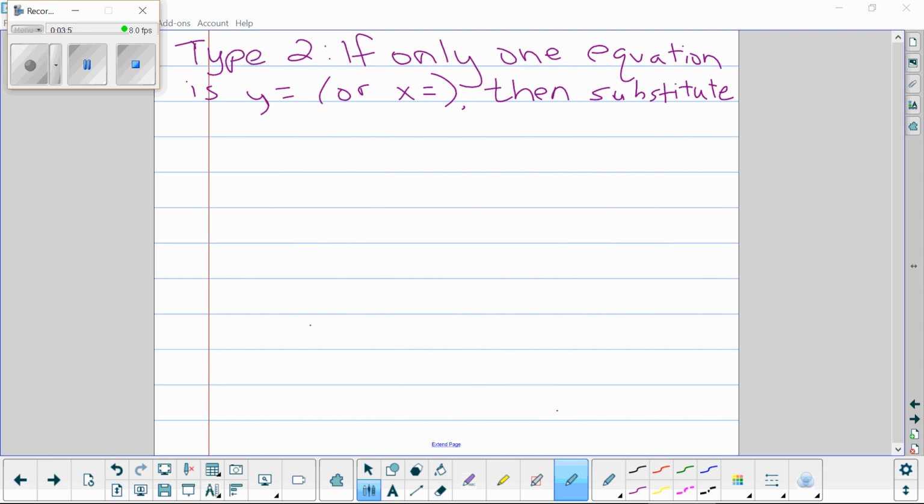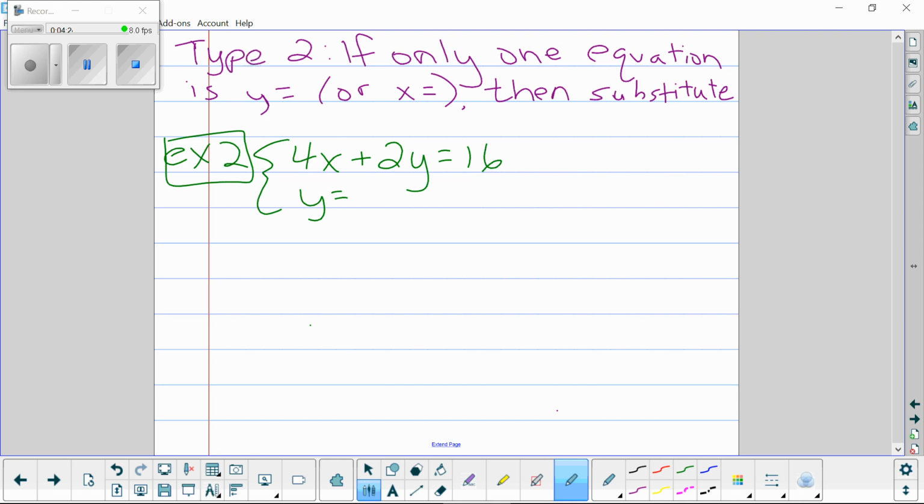Okay, so that was a relatively easy example. I like to call this take it up a notch. Example 2. This system is going to be 4x plus 2y equals 16, and then y equals x minus 7. So 4x plus 2y equals 16. And y equals x minus 7.